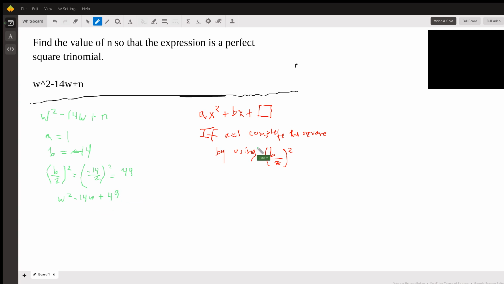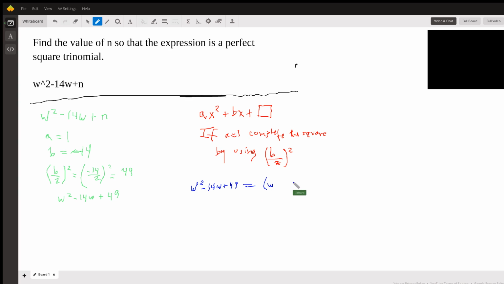Okay, what makes this formula magical is that if we don't make an arithmetic mistake here, a silly mistake, this will always be a perfect square. So let's pretend that we didn't trust the formula. We just want to check it out. So we're just going to take w squared minus 14w plus 49, and we're going to factor that.